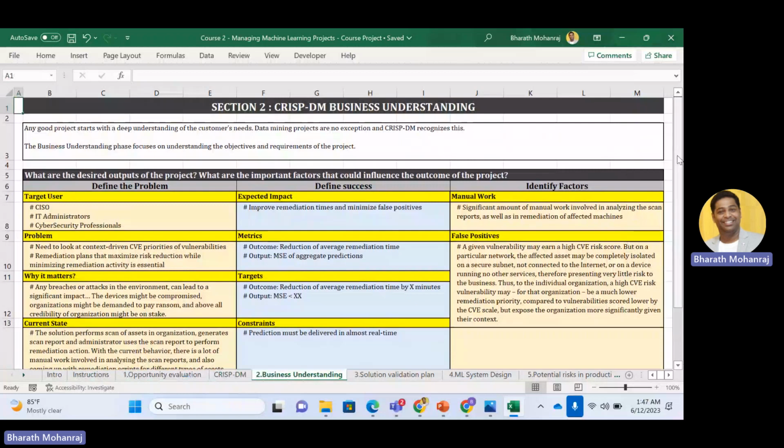And the factors that are influencing this: there is a significant manual work involved, like I said, that is going to be a very big factor. And then there are a lot of false positives irrelevant to your organization or your environment that need to be removed. So that's the second factor.